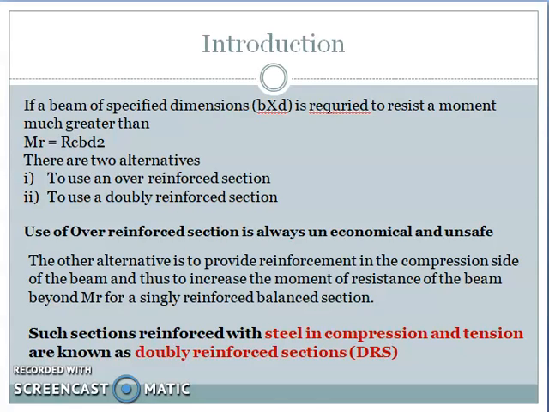The other alternative is to provide reinforcement in the compression side of the beam, and thus to increase the moment of resistance of the beam beyond MR for a singly reinforced balanced section. So the second alternative is to go for a doubly reinforced section. When I say doubly reinforced section, it means that there is steel in the tensile zone as well as steel in the compression zone. Such sections reinforced with steel in compression and in tension are known as doubly reinforced section, that is DRS. From the name itself you will be able to make out the reinforcement is in two zones. One is the tensile zone and another one is the compression zone.